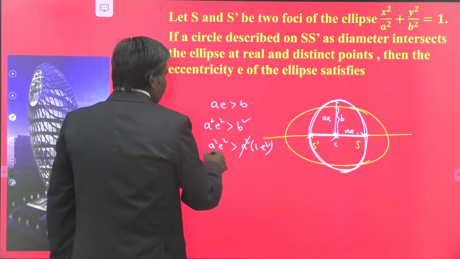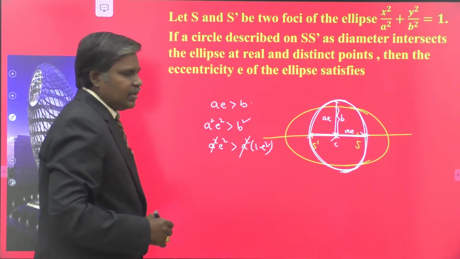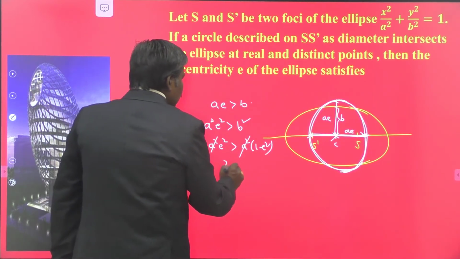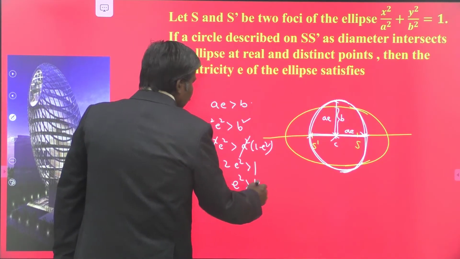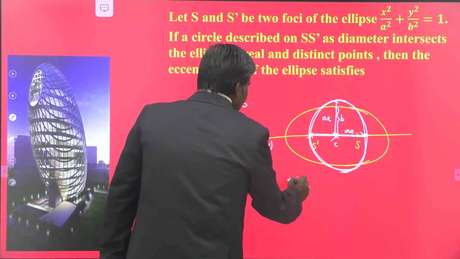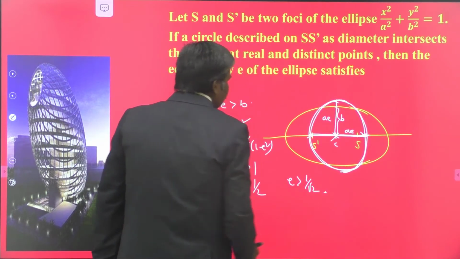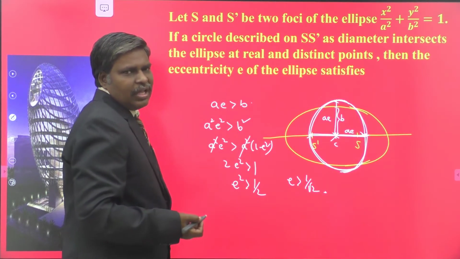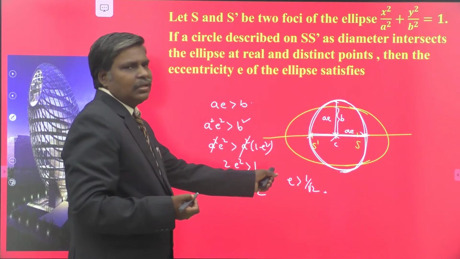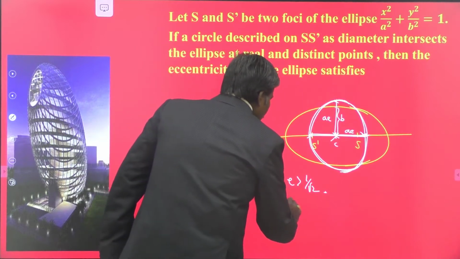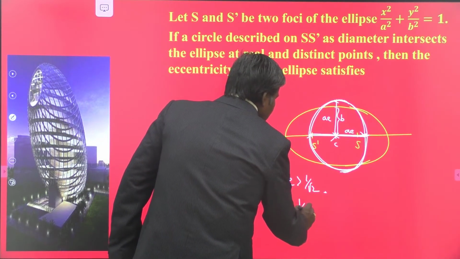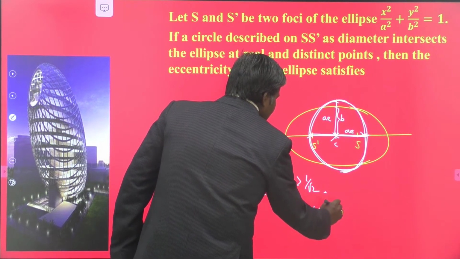All of you know that. You may cancel out A square because A is never 0. So 2E square greater than 1 we have. E square greater than 1 by 2. E is always positive, so we take E greater than 1 by root 2. But what is the maximum value? That is never 1, it is less than 1. Eccentricity of an ellipse is always less than 1. So we can write the range of E as 1 by root 2 less than E less than 1.